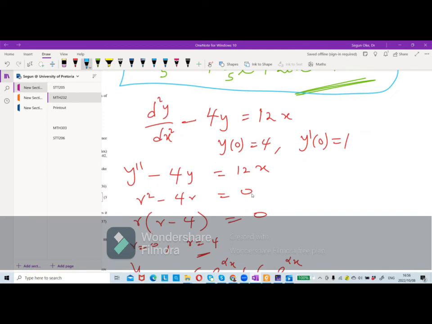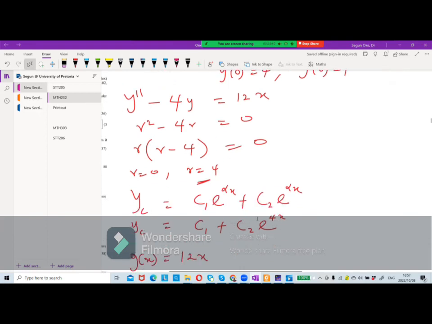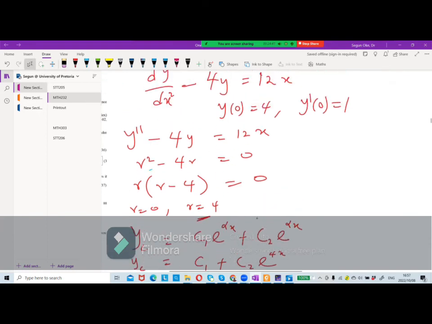Then we have the condition y of 0 is equal to 4. That is, when y of 0 is equal to 4, meaning that y equals 4 when x is equal to 0. y prime equals 1 when x is equal to 0. So when you do this, try to represent it the way we did the other time. By the time you represent it, your y will be equal to 0 or y equals 4.